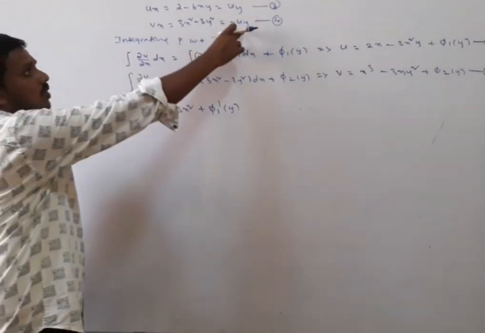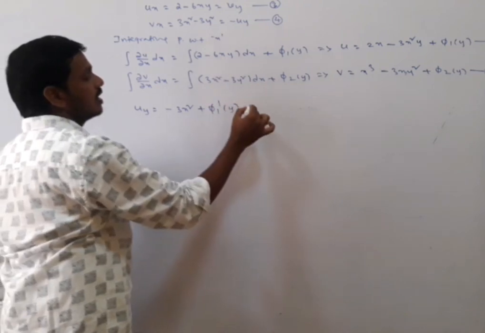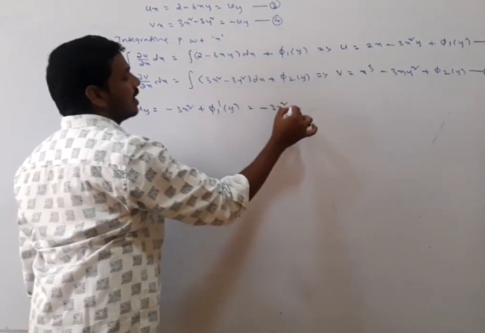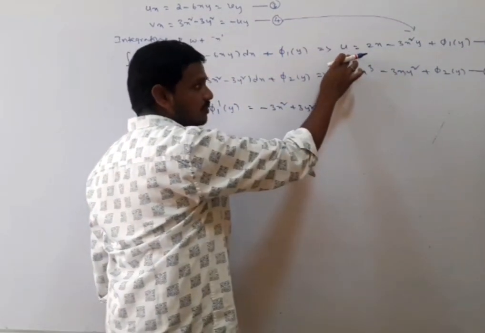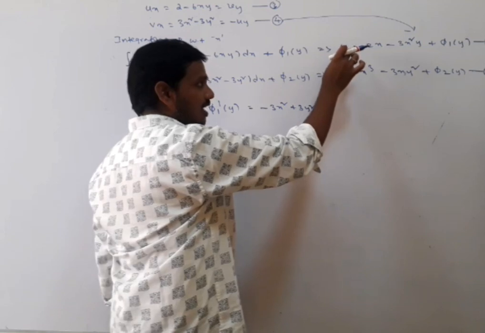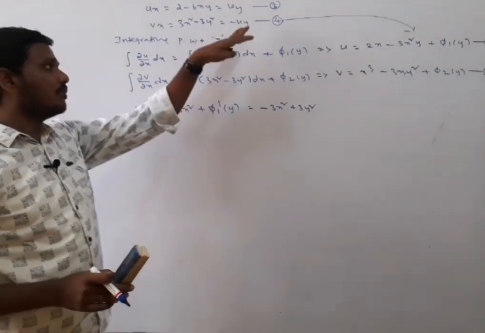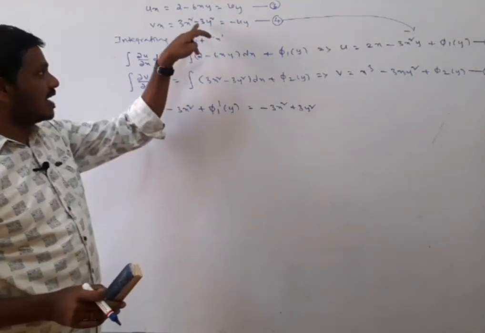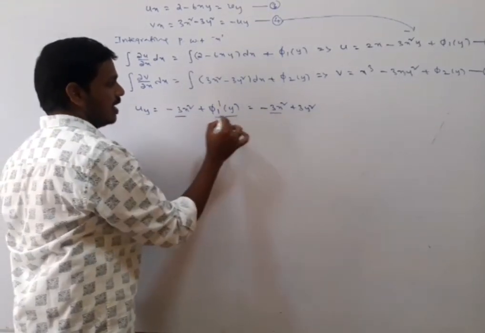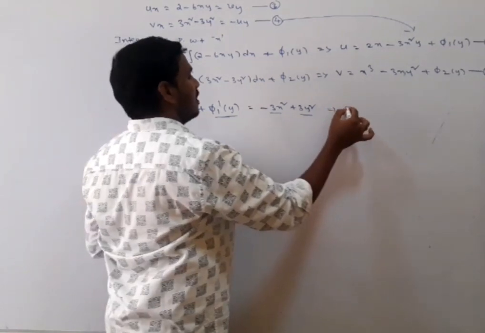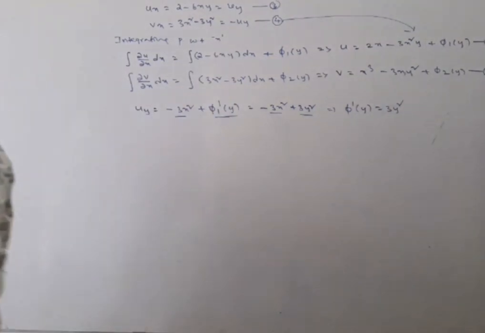But uy, what do we have? Minus uy is equal to 3x square minus 3y square, no? Which means uy is equal to minus 3x square plus 3y square. Combining these two equations, right? Differentiating u partially with respect to y gives uy, and from the previous, uy is equal to minus 3x square plus 3y square. Comparing this, minus 3x square is common, so pi 1 dash of y is equal to 3y square.